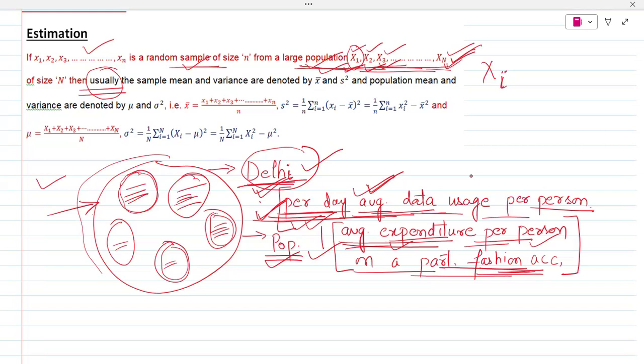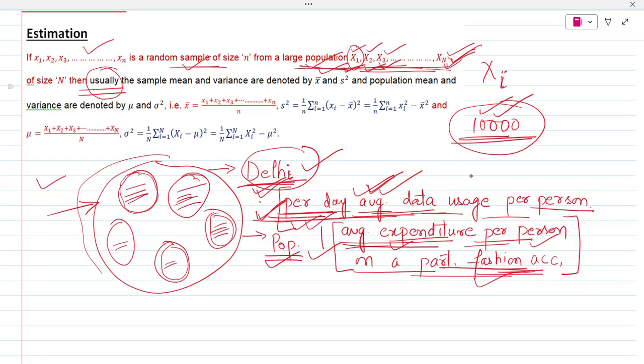If the number of population units is even 1,000 or up to 10,000, then we can reach every citizen of Delhi who is using mobile data, or who is spending on this fashion accessory, and record their data usage or expenditure. So obviously this N will be in millions or billions.